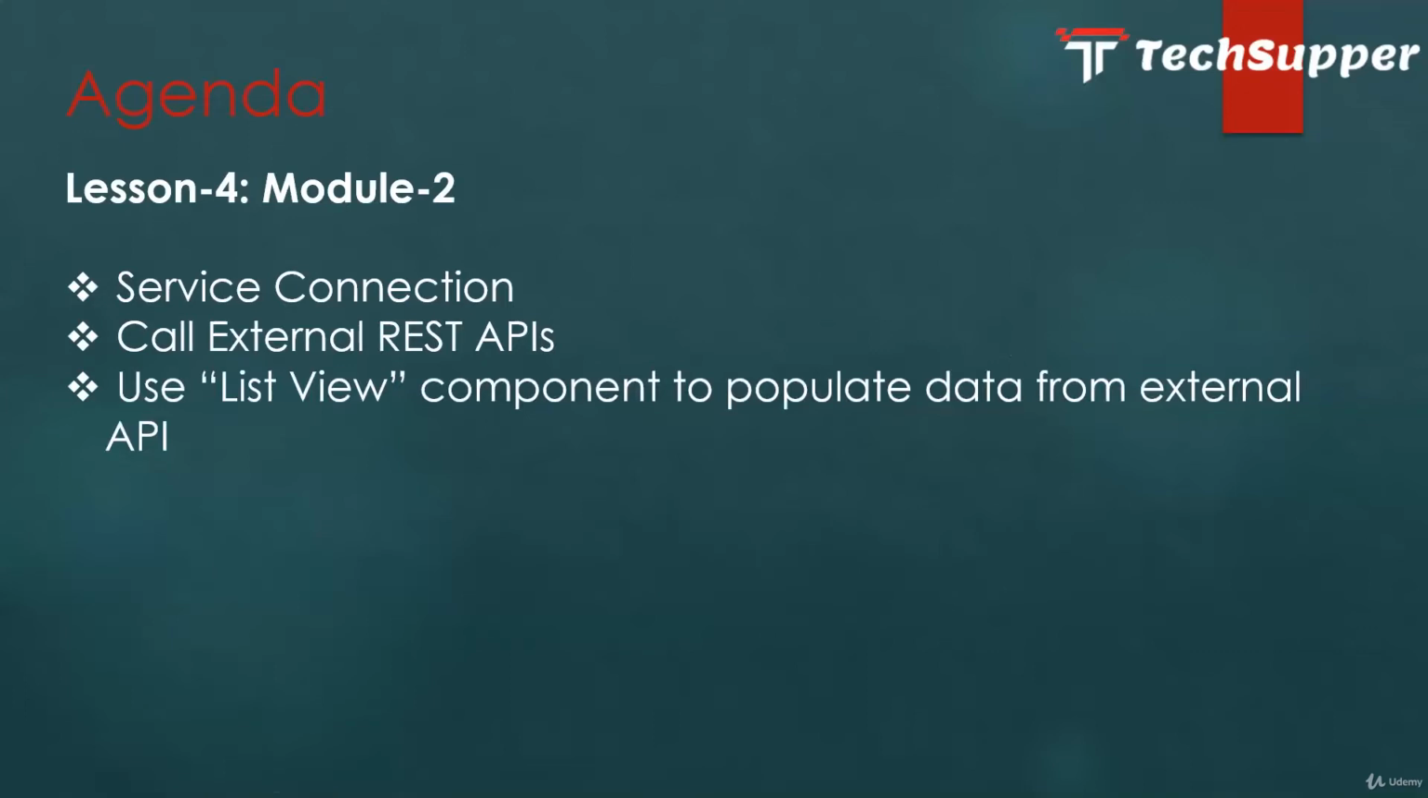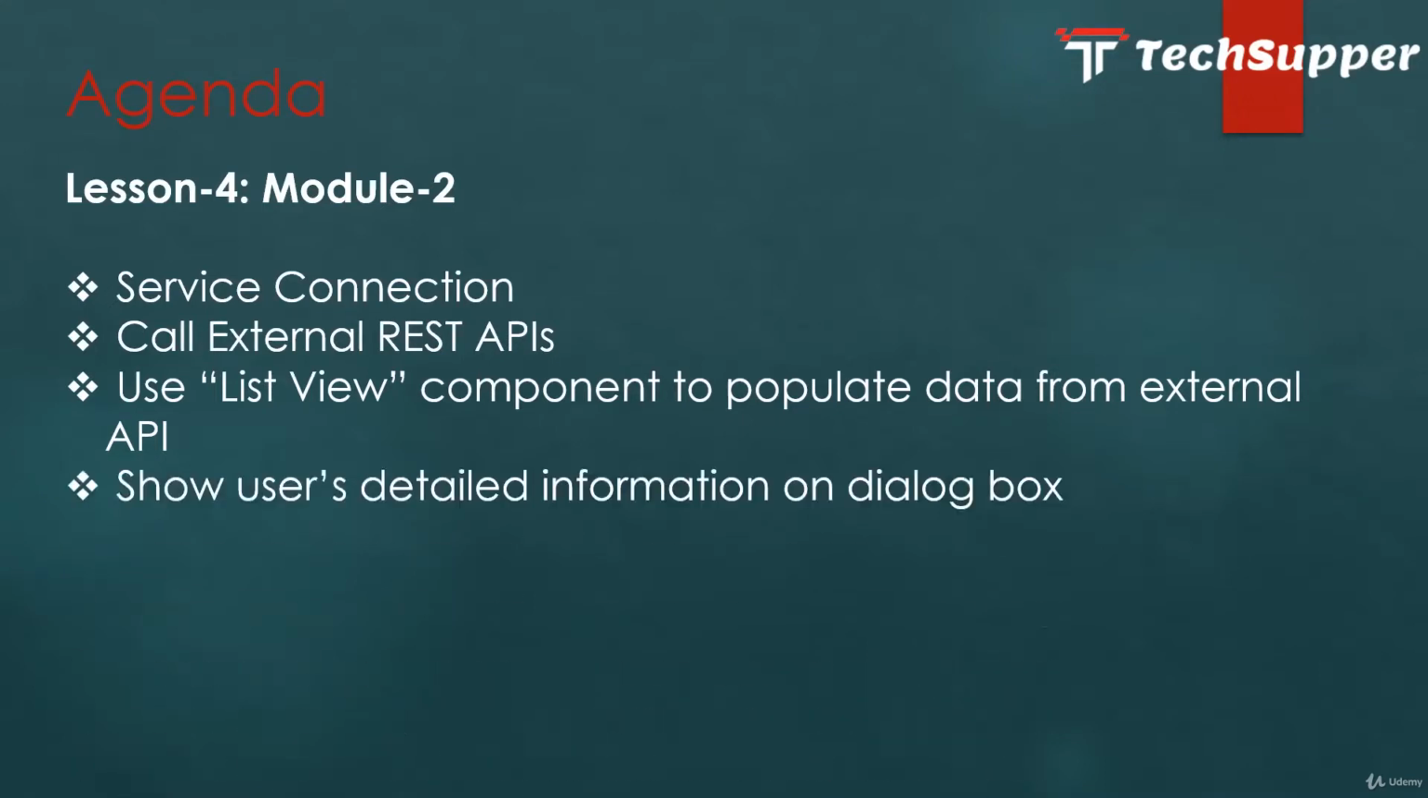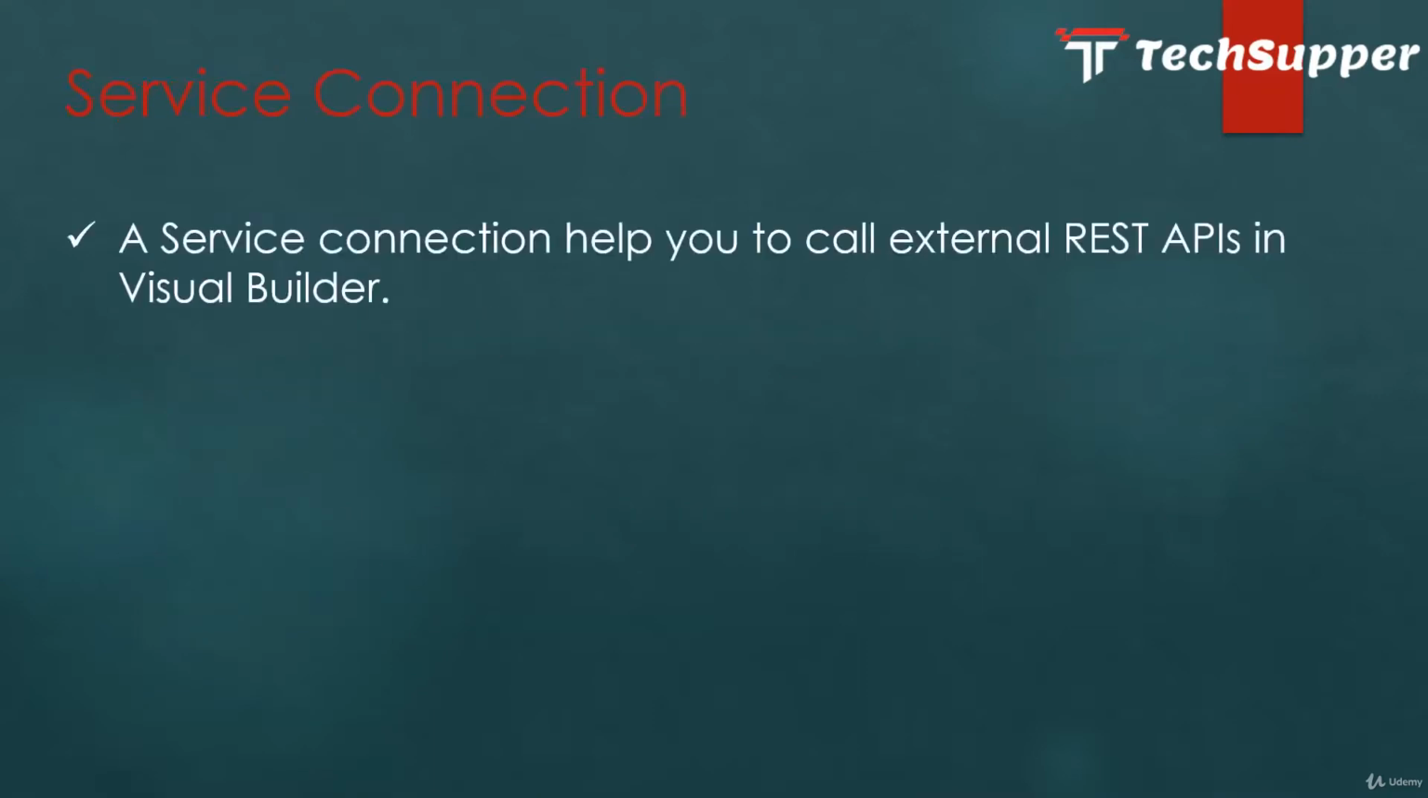Then we will use a list view component to populate the data from the external API, and then we will show users detailed information in a dialog box whenever we select a particular user. Okay. Now, what is a service connection?